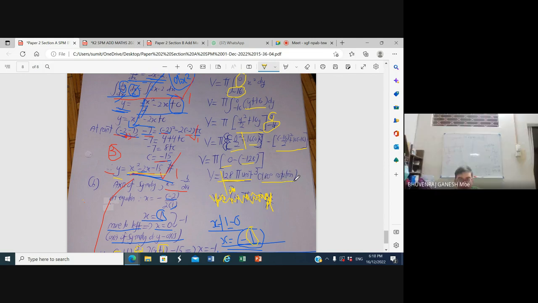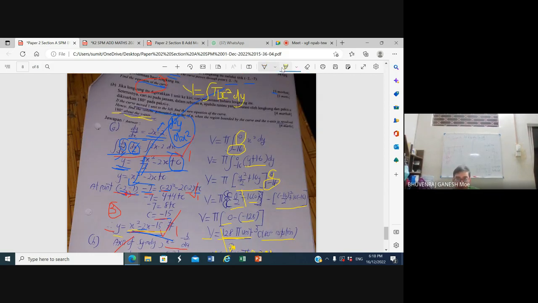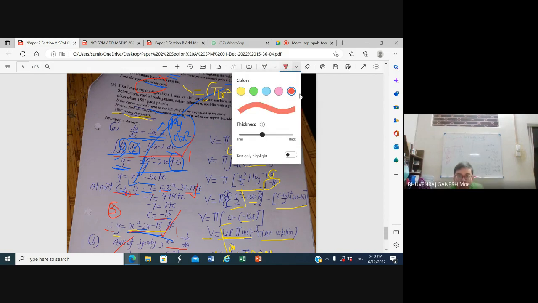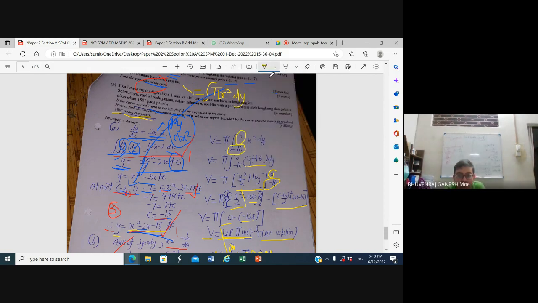Alright, got it. So make sure your volume doesn't get negative. There's no such thing as negative volume, then you take the modulus and get positive. Because volume originally should be positive, unlike area. Area depends on where your region is on the axis. Okay? So this one is like this. So now I show you where the marks are. Okay, highlighter.